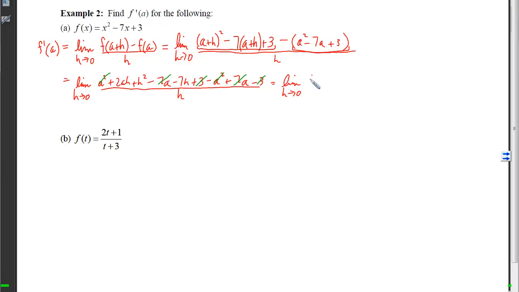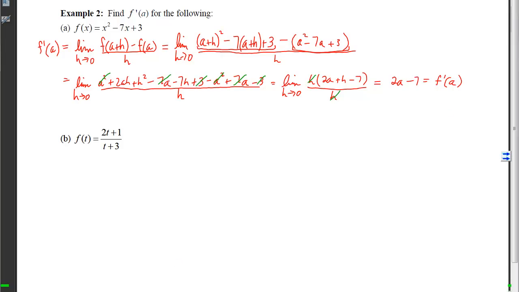So I can pull that h out, and I'm left with a 2a plus an h minus 7, and on the bottom I'll have an h. So now those h's will cancel, and I can compute the limit because h equaling 0 is no longer a problem. Plug in h equals 0, and I get 2a minus 7 is going to be my f prime of a for all values of a.